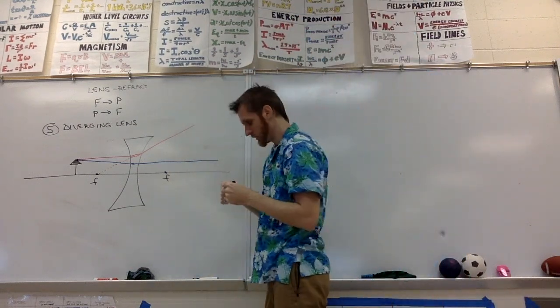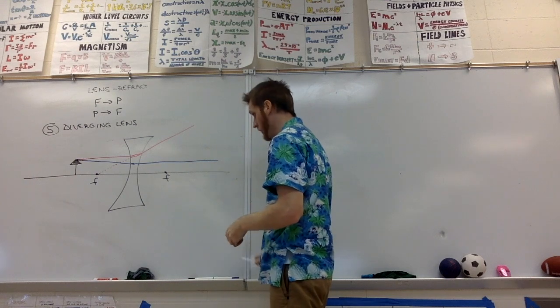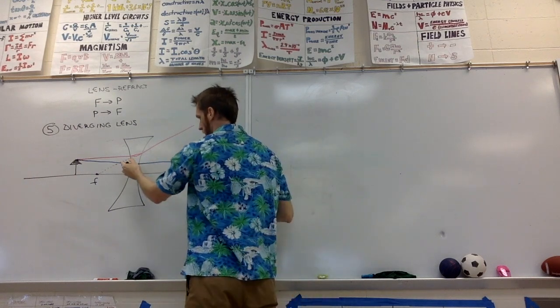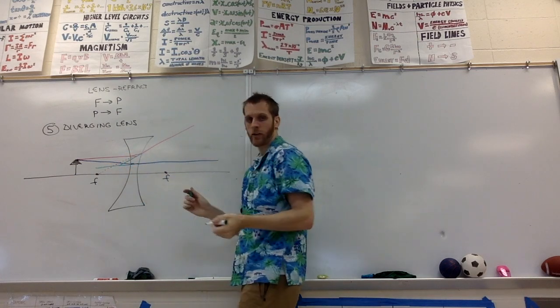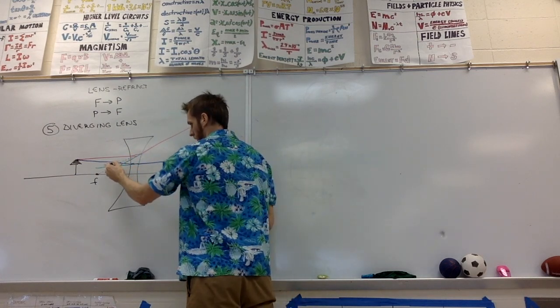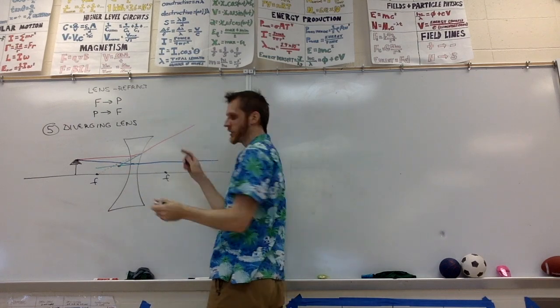They diverge. So what we do is we trace them back. I trace this ray back in green. Trace this one back in green. Otherwise a dotted line works fine too. They cross right here. That's the tip of the arrow above the principal axis.